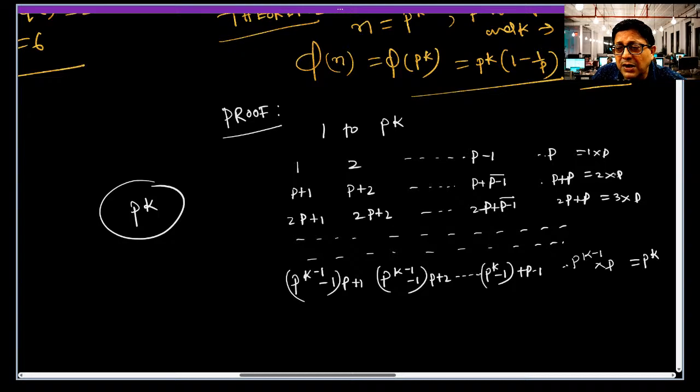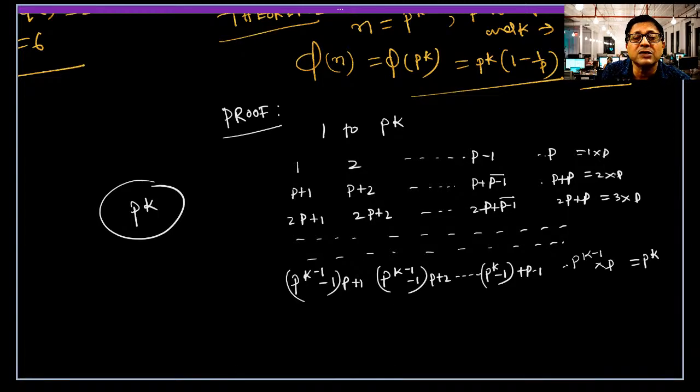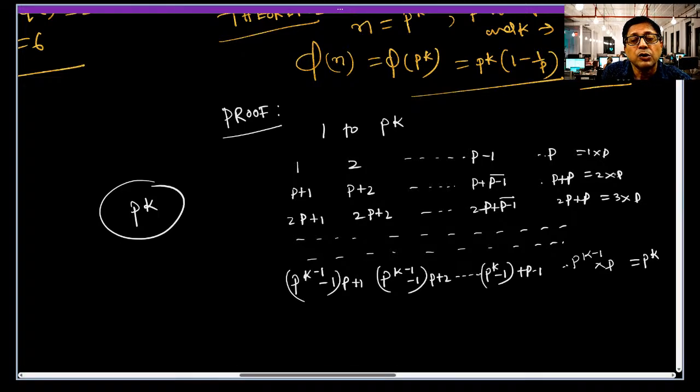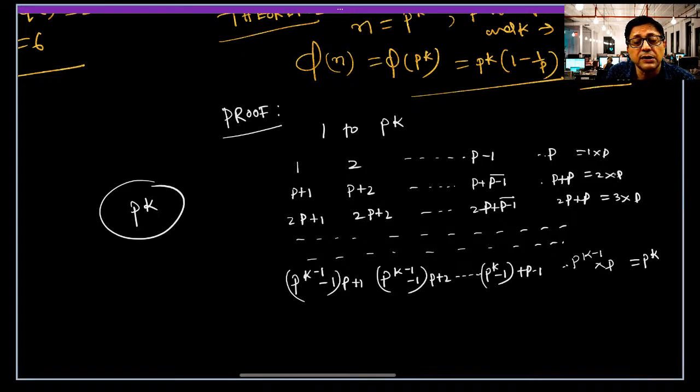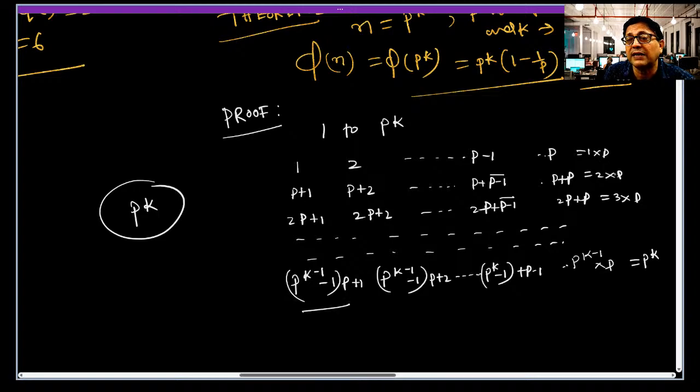So how many of these numbers will there be? It will be p to the power k minus 1. These p to the power k minus 1 numbers have common factors with p to the power k. But apart from those numbers, like p plus 1, it has no common factor. 2p plus 1, it has no common factor. This one has no common factors.